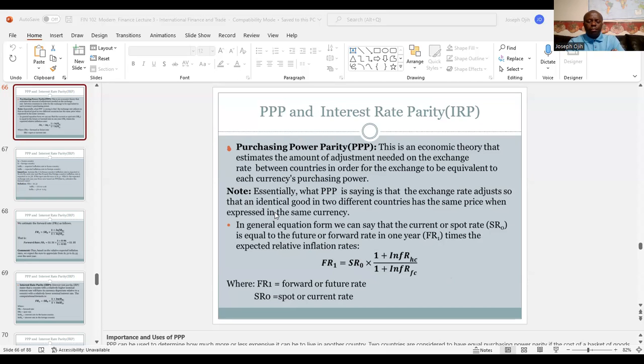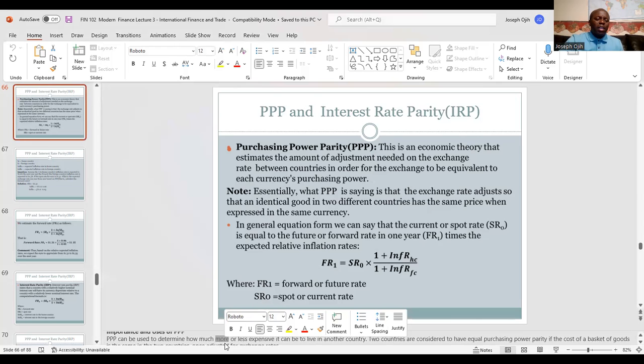So the purchasing power parity simply means an economic theory that estimates the amount of adjustments needed on an exchange rate. Well, let me put it this way. An economic theory that estimates the amount of adjustments needed on the exchange rate between countries in order for the exchange rate to be equivalent to each country's purchasing power.